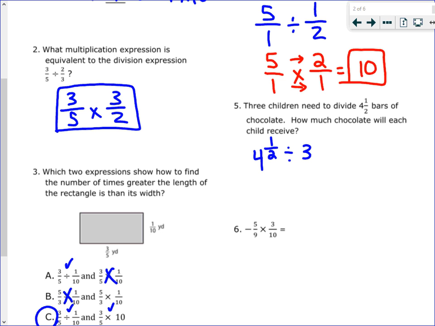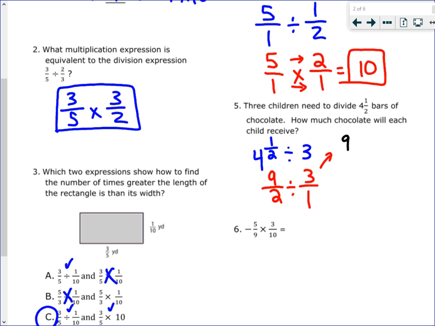We have a couple things we need to do to rewrite this. We need to first change this to a mixed number, and we're going to do this one over 1 here. So remember, you're going upwards, you multiply the bottom 2 and then add the top. So 4 times 2 plus 1, which is 9/2. And we're going to write this one over 1 to make this easier for us. Now, we're going to multiply by the reciprocal. So it's going to be 9/2.